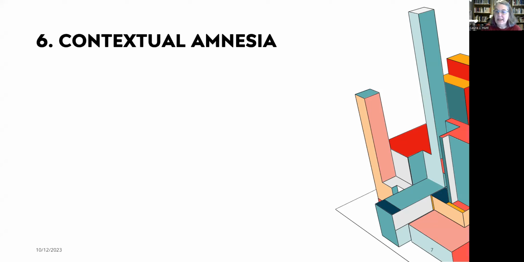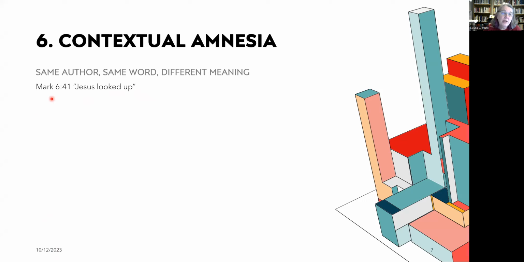So one way that contextual amnesia shows up is you can have the same author using the same word, but using it with a different meaning. So Mark in Mark 6:41 writes that Jesus looked up. And then he uses the same verb in Mark 10:51 for the blind man. Jesus asks him, what do you want me to do for you? And the blind man says, Rabbi, let me.